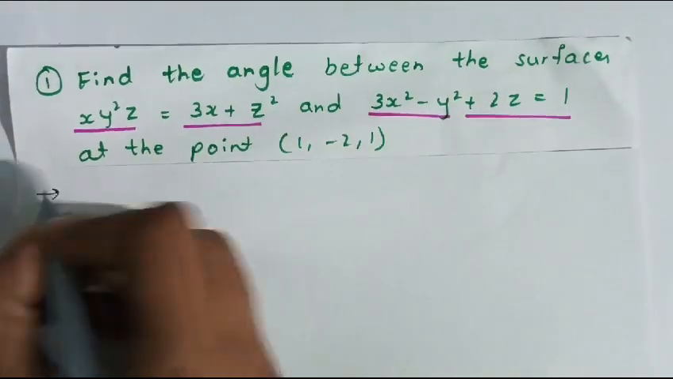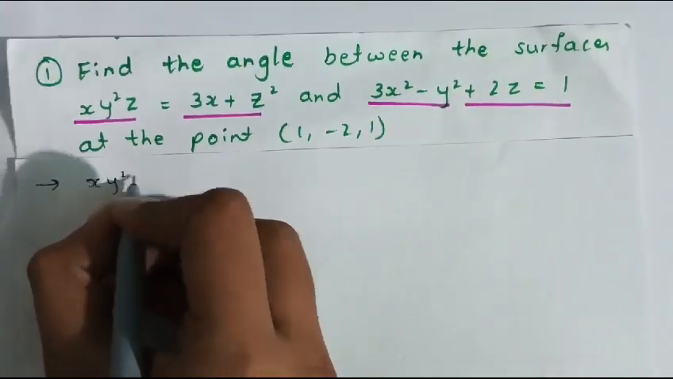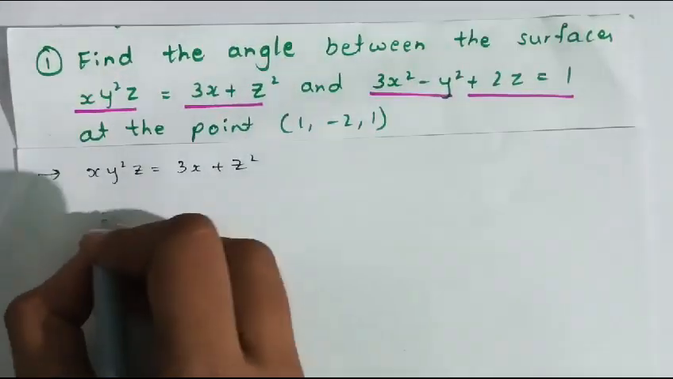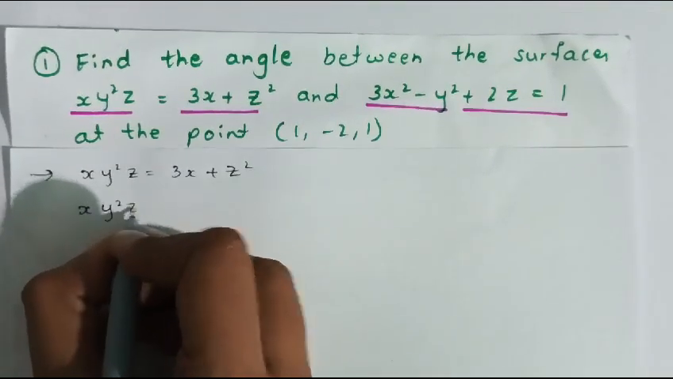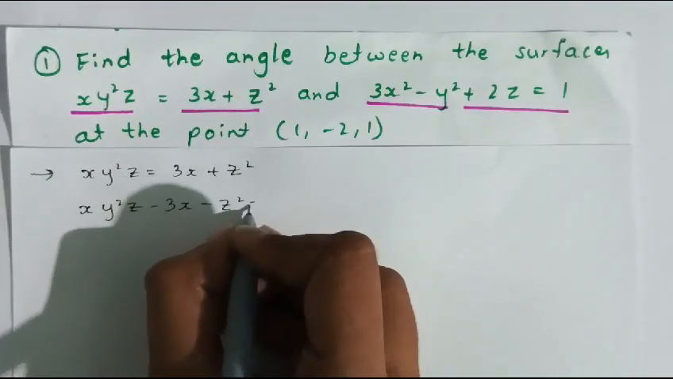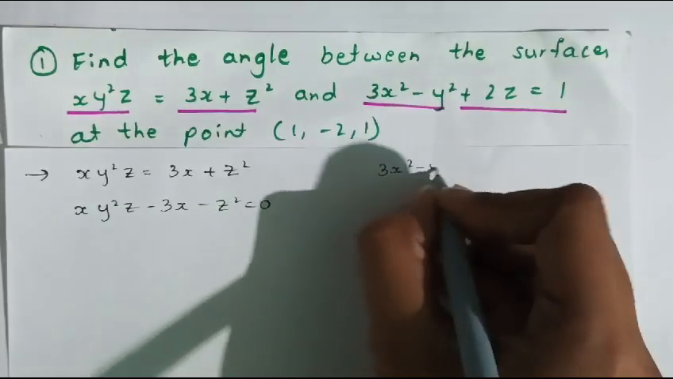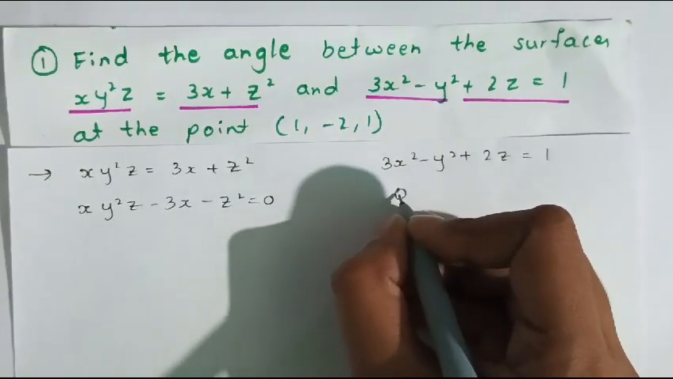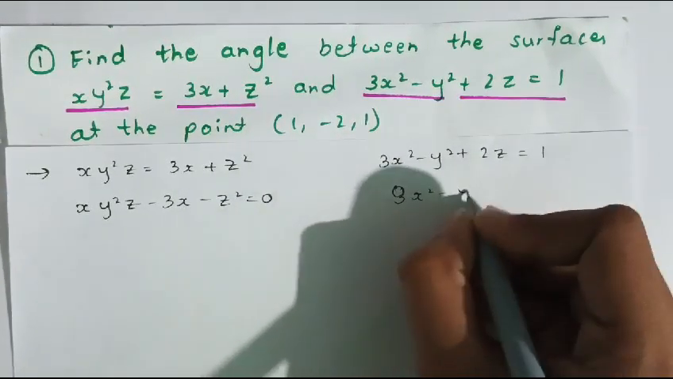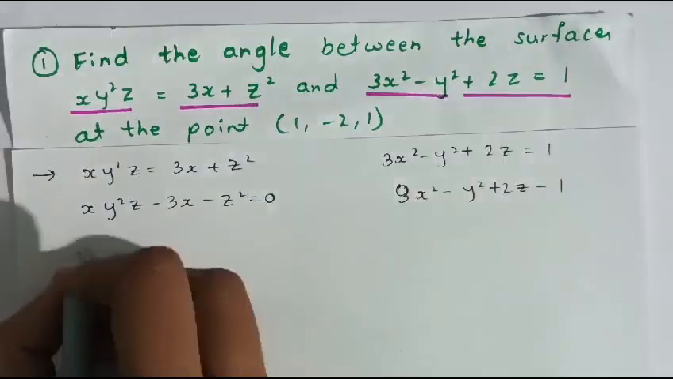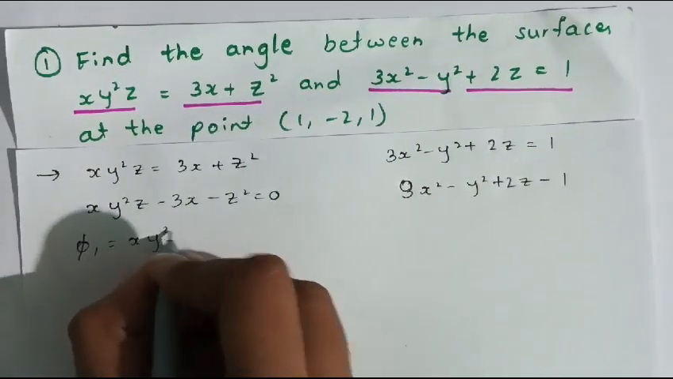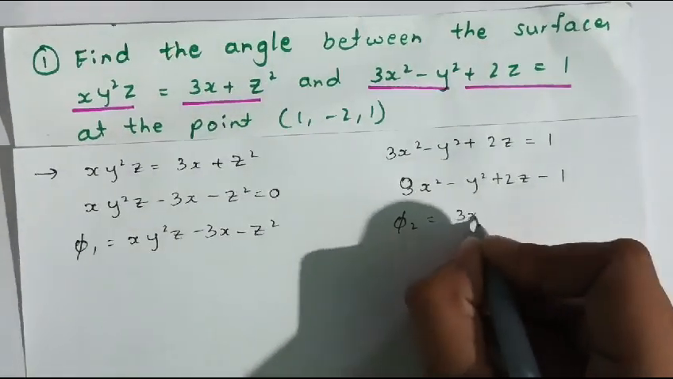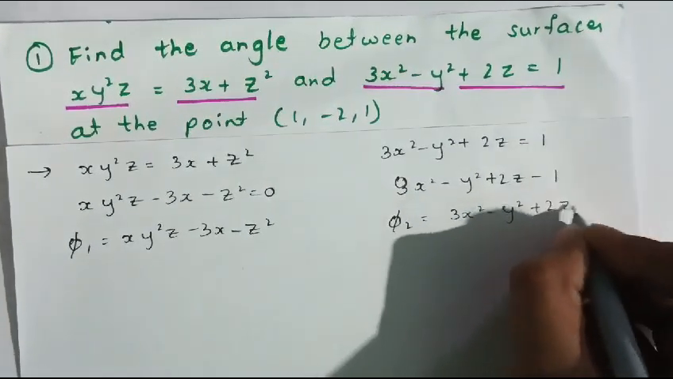Let us solve this. Consider the surface equation x y square z is equal to 3x plus z square. Transpose the 3x and the z square to the LHS, which gives x y square z minus 3x minus z square is equal to 0. Consider the second equation also: 3x square minus y square plus 2z is equal to 1. Transpose the 1, which gives 3x square minus y square plus 2z minus 1. Then phi 1 is equal to x y square z minus 3x minus z square, and phi 2 is equal to 3x square minus y square plus 2z minus 1.